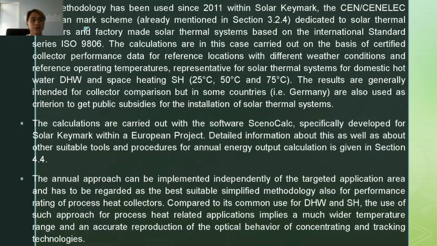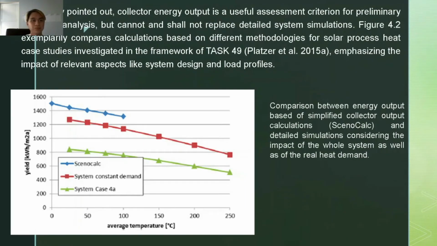Okay, this methodology has been used in 2011 within Solar Keymark and the Canadian European Mark scheme. The calculations are carried out with the software SCEnCalc. The annual approach is the implemented one. As already pointed out, collector energy output is a useful assessment criterion for preliminary feasibility analysis, but cannot and shall not replace detailed system simulation.